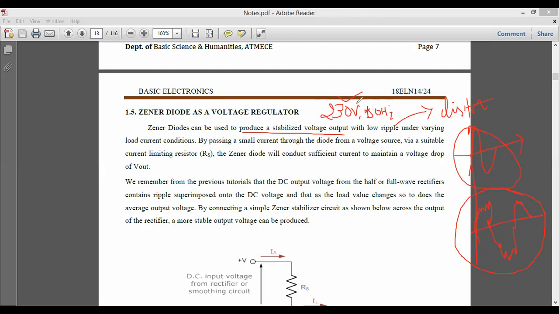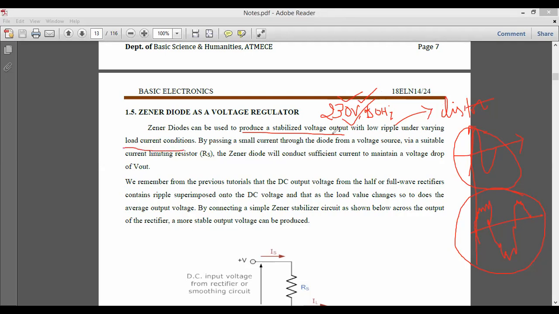This usually happens during the rainy season or during thunderstorms, because there are a lot of fluctuations in the high transmission line. So there is a possibility that it may cross this 230 volt supply and damage our device. So, to keep our devices from getting damaged because of a change in the supply voltage, we try to stabilize that particular output voltage with low ripple under varying load conditions.